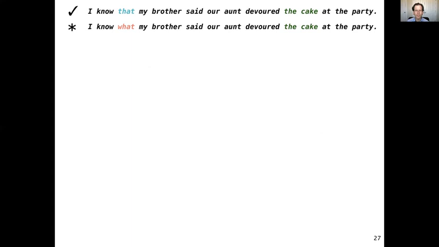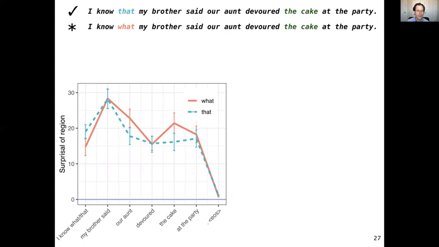Something's wrong. So now let's look at the way that a language model, as a left to right language model, puts conditional probabilities on these strings given the context. So this is the Futrell et al. model, but you'll see later on that other contemporary models also do very well on this. So this is the surprisal of the region conditioned on the preceding context for the what versus that versions of this sentence. And I want to draw your attention to a few different things.